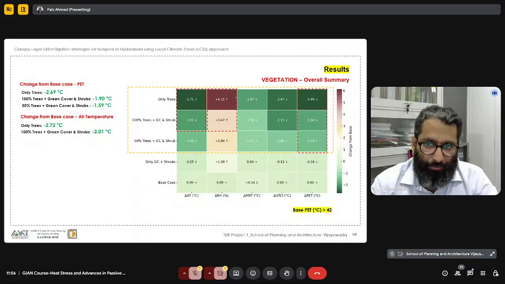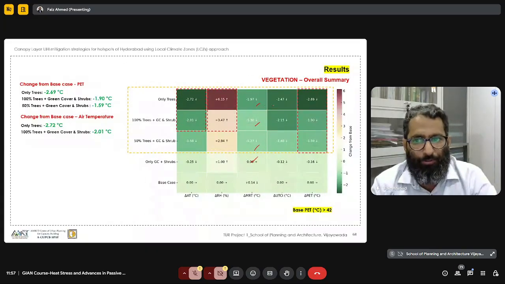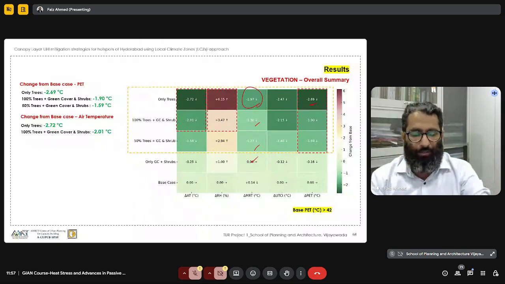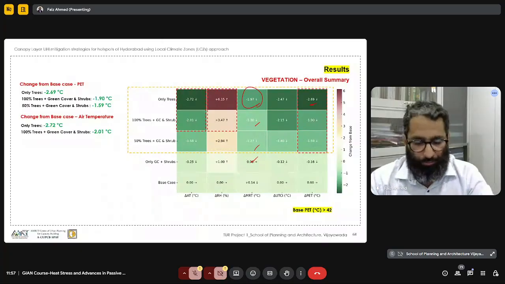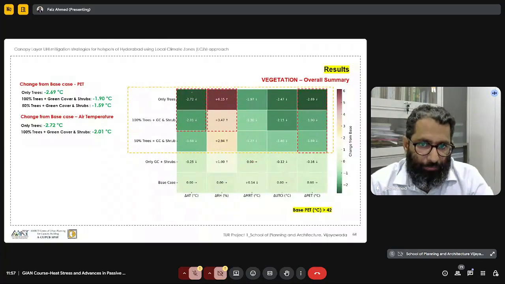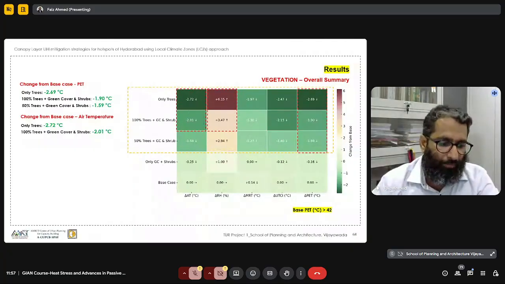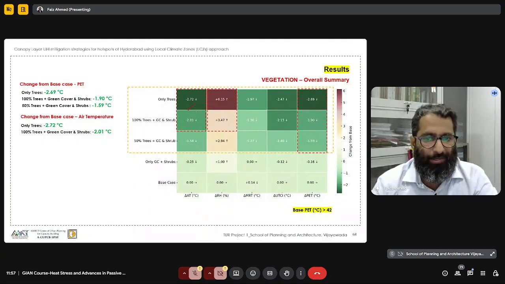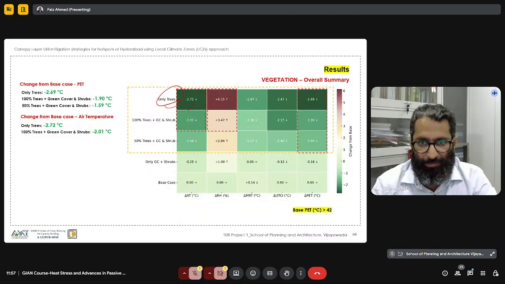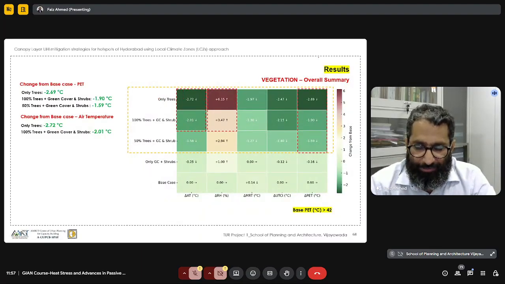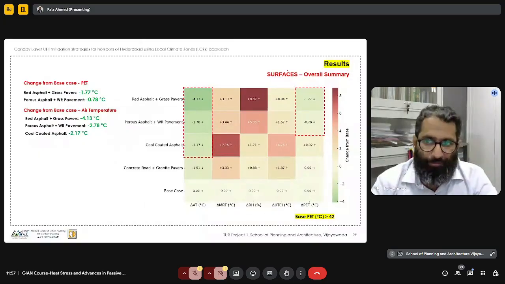Another thing we found is that the MRT value also should be low. We were trying to be sure it's not only about PET; the MRT value, the reflected heat, also should be low. So vegetation had that impact that we can see from here. And when it comes to temperature, we could find about 2.5 degree reduction in air temperature when we use trees, and you can see the other results here. This is for the vegetation, and this is for the surface.